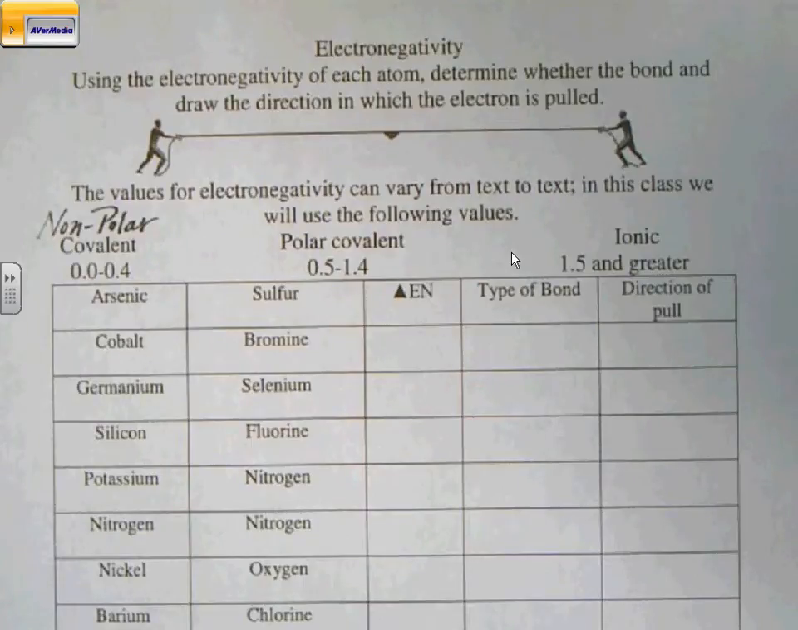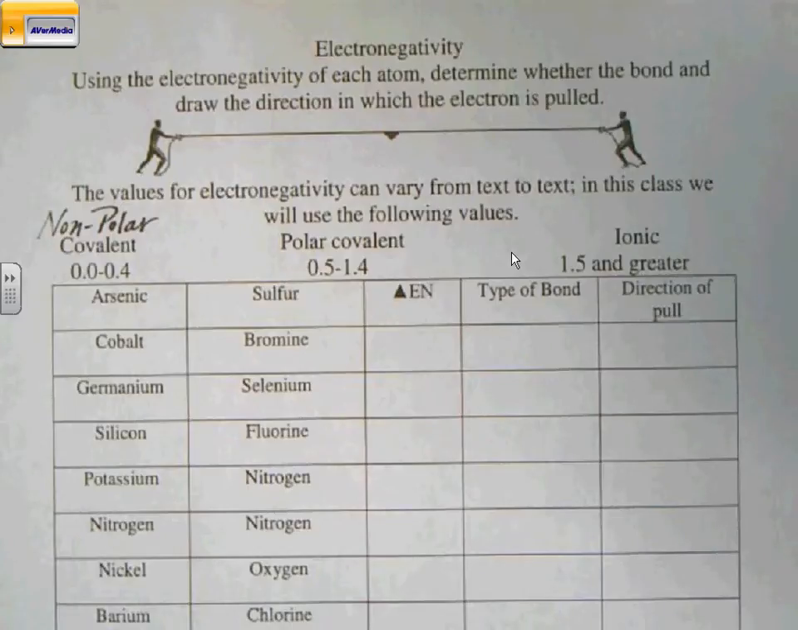You'll notice here that it also says that the values for electronegativity can vary from textbook to textbook. I'm just using the values here of 0 to 0.4 to represent a covalent bond that's nonpolar. It means that neither atom is stronger than the other to have a stronger direction of pull. They're sort of equal. Then 0.5 to 1.4, the bond is said to be covalent, but it's polar, which means there's going to be two poles to it, a positive end and a negative end.